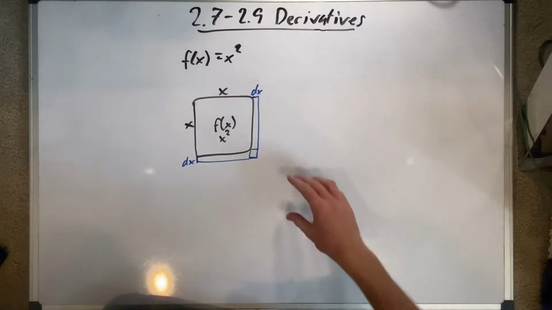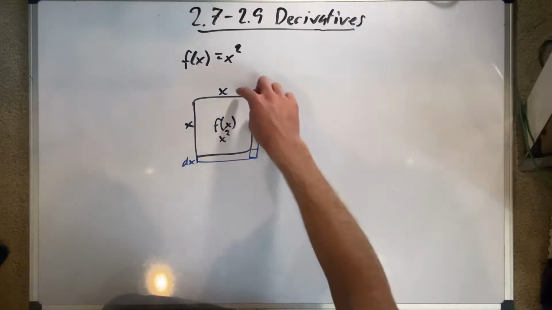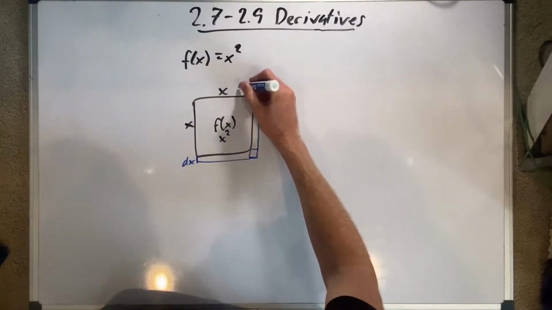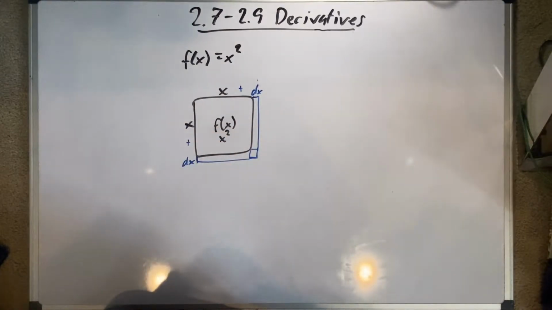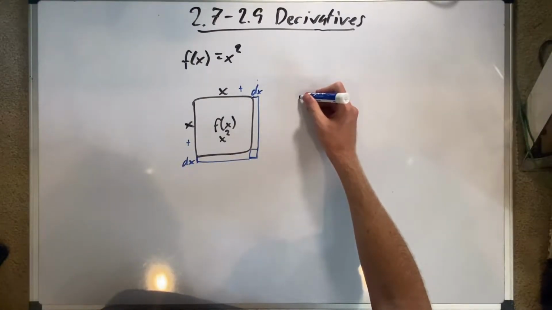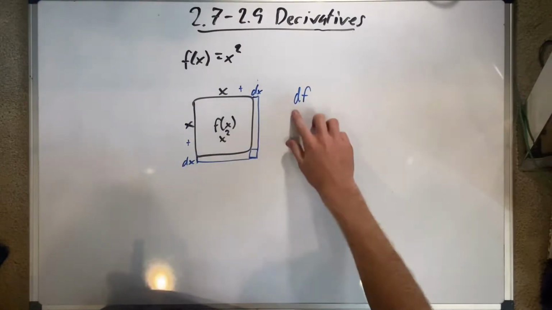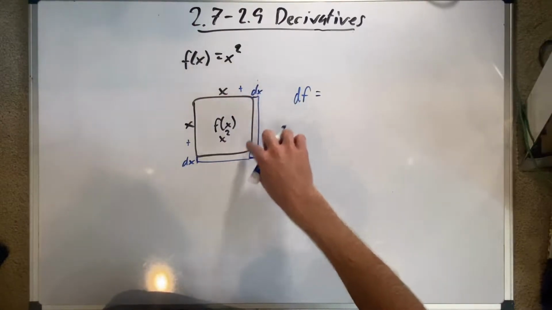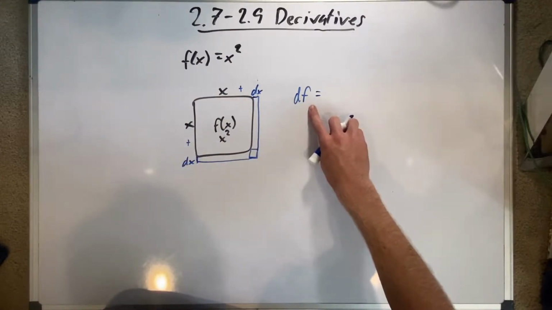So what we're going to do now is compare the change in area. Because the area here tells us how the function changes, and the side lengths here tell us how x changes. So that means we're going to have this x plus dx and this x plus dx over here, and we're going to see how we compare the area. So our total change in area, df, the difference in the function, is going to be equal to the total area minus our original starting area, because we want just the difference in the function.